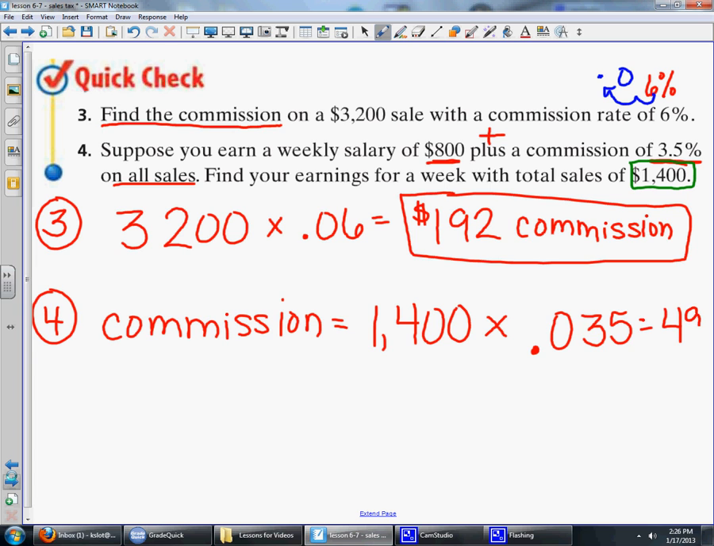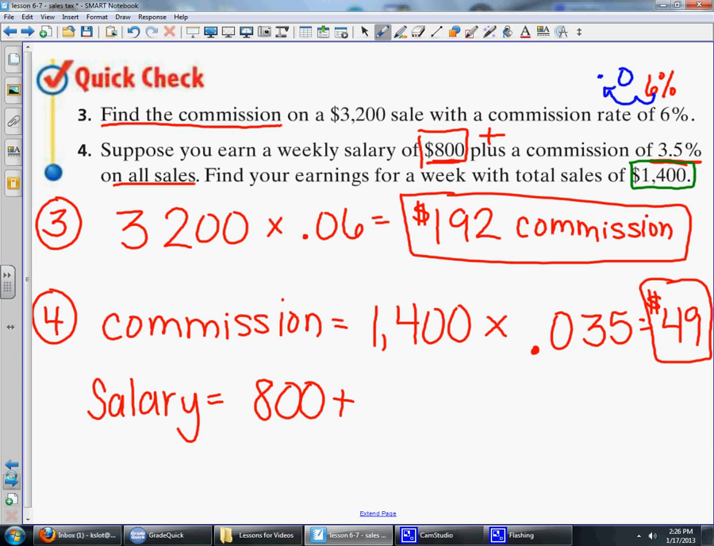So your commission that you make just for selling that stuff, you get $49. So remember, you don't just earn the $49, you also get your $800. So your salary, or the amount that you're going to get for the week, is $800 plus your commission, which we just calculated to be $49. So 800 plus 49 is $849. That would be your pay for the week.